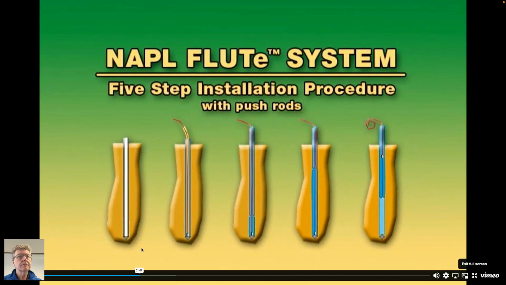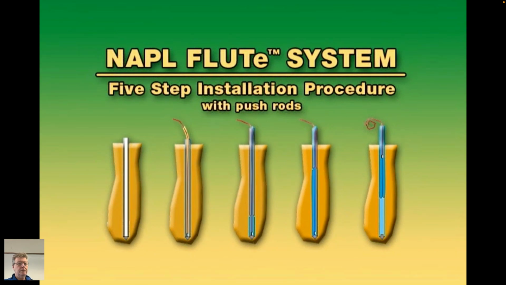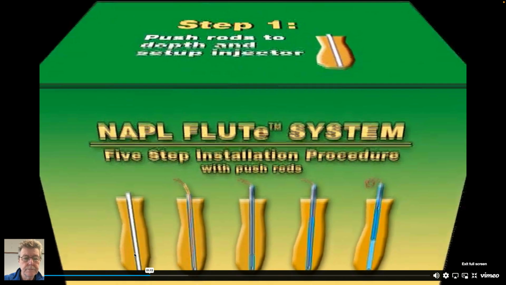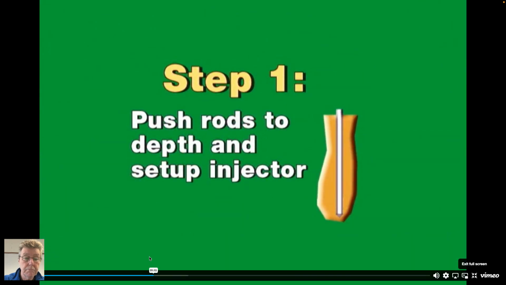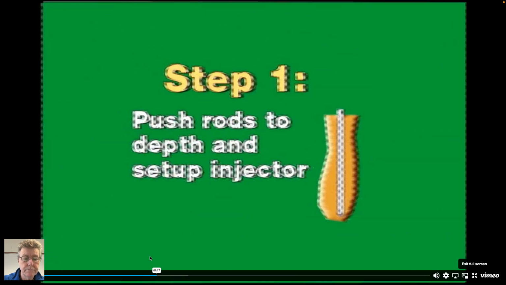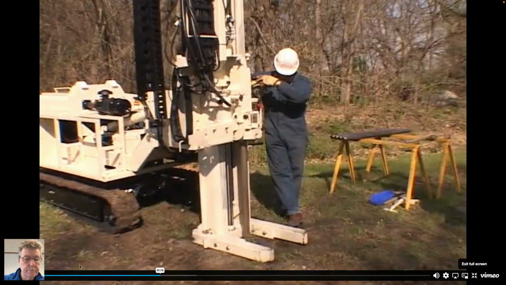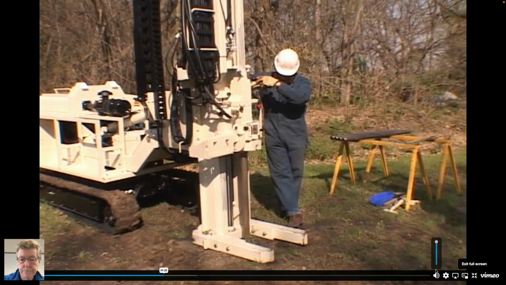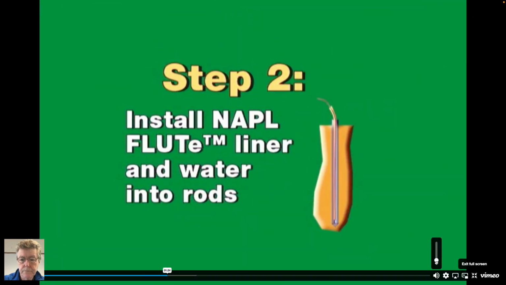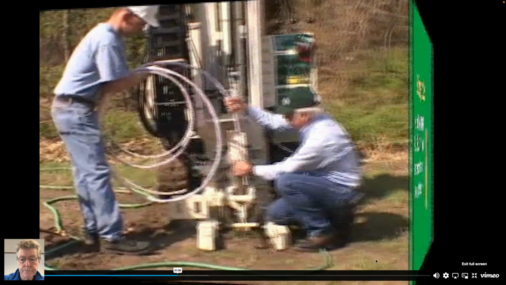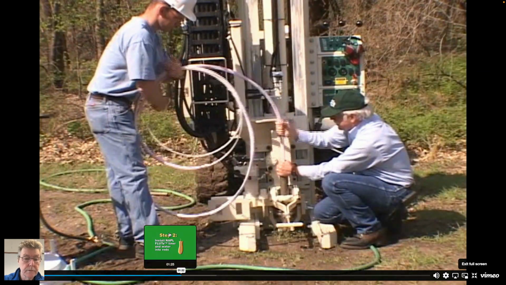Here are the 5 simple steps for installing a NAPL flute color-reactive liner using the direct push method. Step 1, push the rods to depth. Step 2, install the NAPL flute liner and fill the annulus with water. This liner is going down very easily.